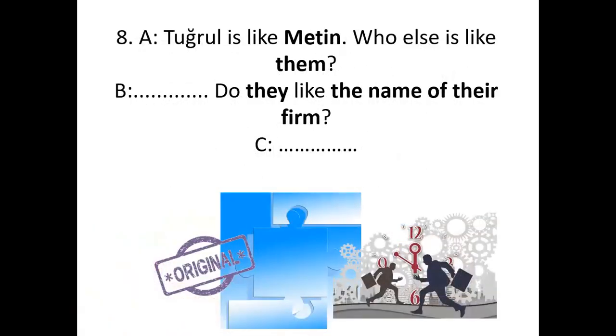Dialogue 8. Tuğrul is like Metin, or Tuğrul resembles Metin. Who else is like them? Joseph is like Tuğrul and Metin as well. Do they like the name of their firm? Now here, like is the verb. Yes, they do. Of course, they like it. It. What is it? The name of their firm.